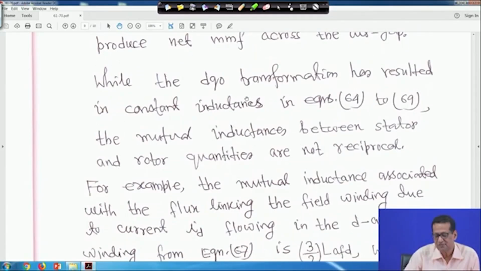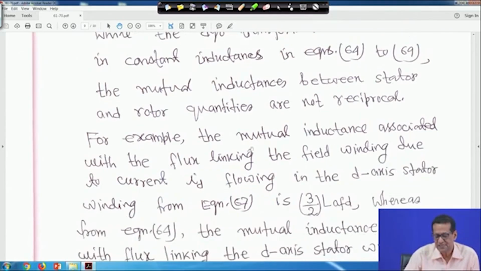Now while the dq0 transformation has resulted in constant inductances in equations 64 to 69, independent of theta, the mutual inductances between stator and rotor quantities are not reciprocal. Reciprocal means, for example, when you have studied a transformer and make per unit values, whether referred to primary or to secondary, the per unit values are the same, but in this case it is not. So later we will see some mechanisms such that both can be made the same, either to the stator side or to the rotor side, when you make the per unit system analysis.